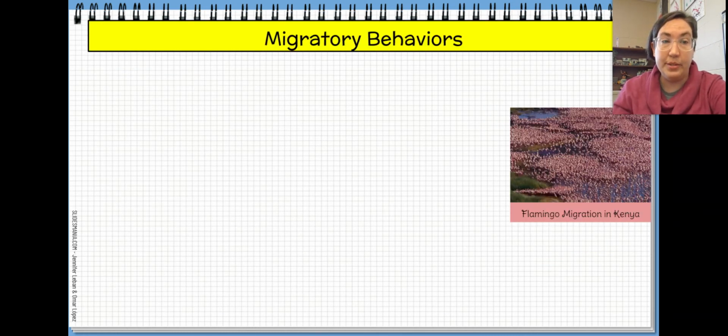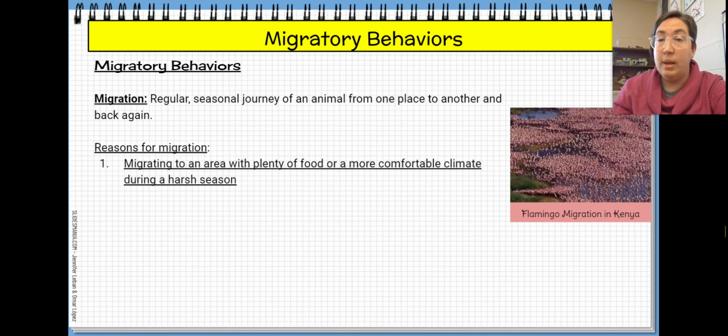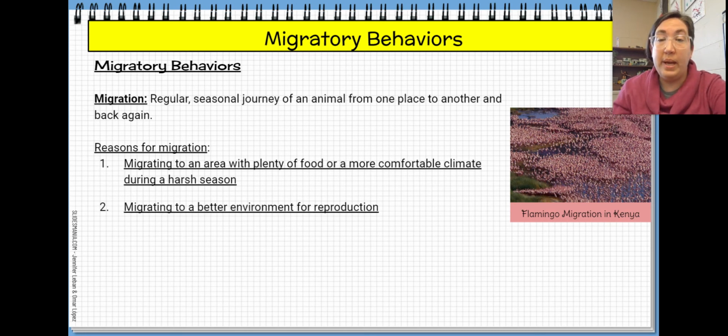Migratory behaviors. Migration is the regular seasonal journey of an animal from one place to another and back again. Reasons for migration include migrating to an area with plenty of food or a more comfortable climate during a harsh season. Migrating to a better environment for reproduction.